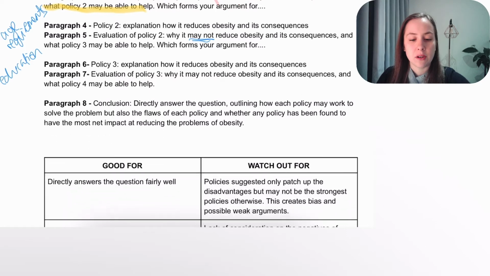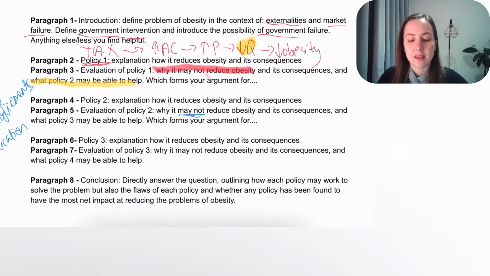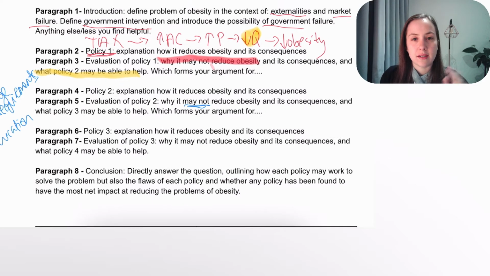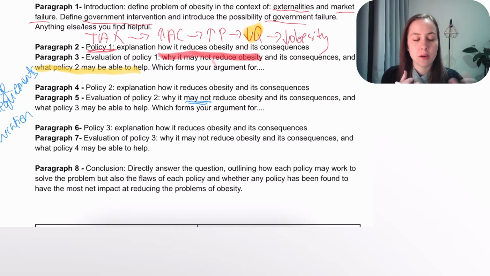Instead you go into the conclusion, you directly answer the question saying, okay, overall I've taken a look at tax, age requirements, and these education classes. They all can work to reduce obesity. Overall, the flaws of the tax were very clear, that it might not work for inelastic products. Age requirements seem to assist with that, but aren't, again, everything. And then try and directly answer the question.